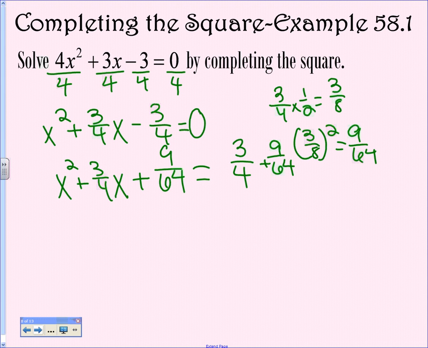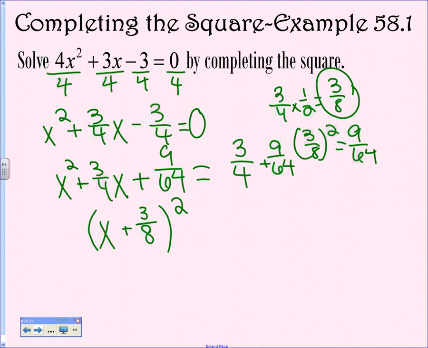Does everyone see where the 9/64 came from? Half this and then square it. What comes next? This has to factor. This is an x. What number goes here? 3/4 is right there. It's this number over here. 3/8. It's always the number that you take half of. I mean that you multiply by 1/2.